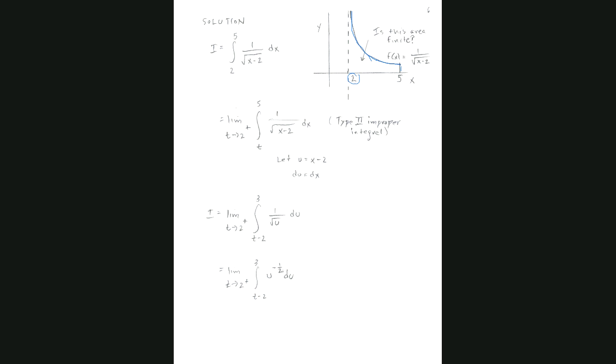And the question is, is the area finite? Because you have an asymptote, and we're looking for an area. But you have this accumulation of area building up. The graph goes to infinity, so you're always getting a little bit more area, a little bit more area, a little bit more area. The question is, is the area finite or infinite? So this is called a type 2 improper integral.